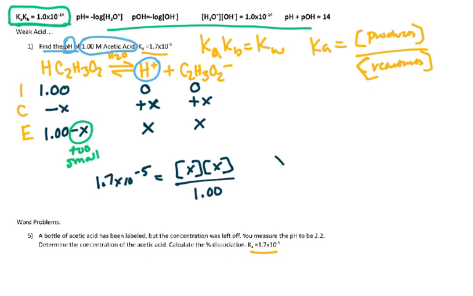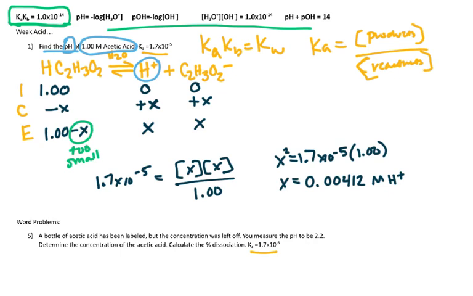So I'm going to solve for this. x squared is going to equal 1.7 times 10 to the negative 5 times 1. I said x squared and then I didn't write it, huh? Okay. Times 1. So I'm going to solve that. I'm going to multiply that out, take the square root, and I get x is equal to 0.00412. And that is my concentration of my H+.